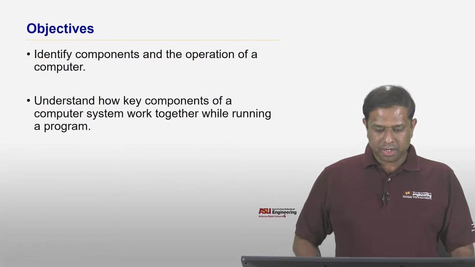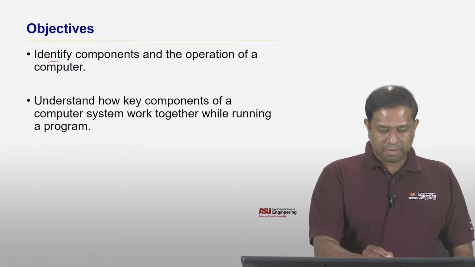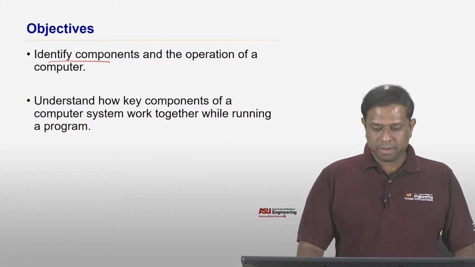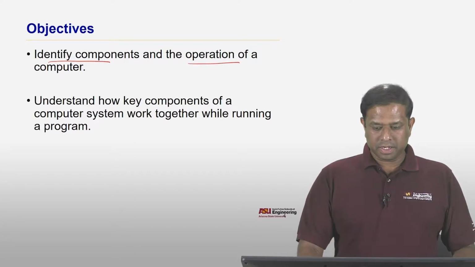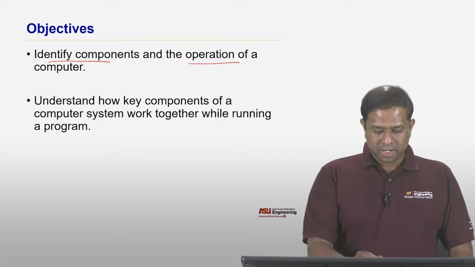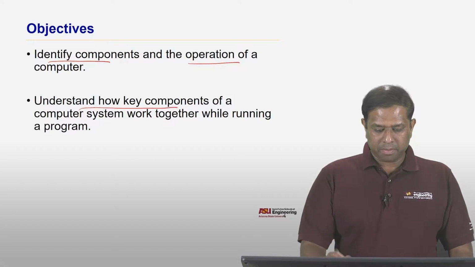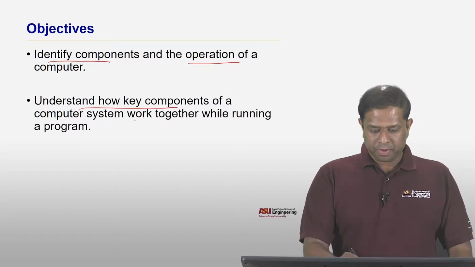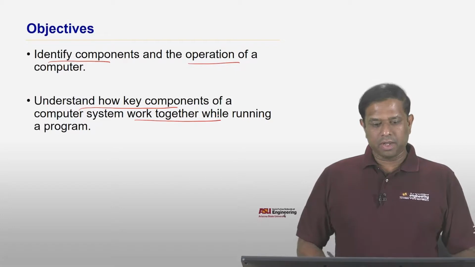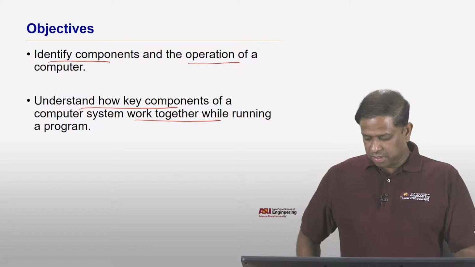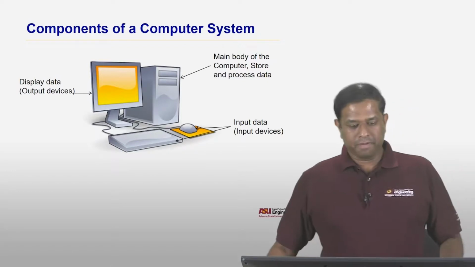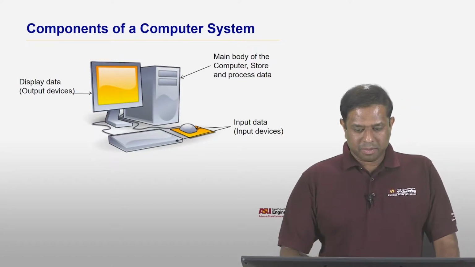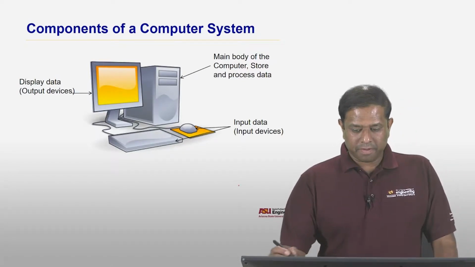In particular, we'll try to identify important components of a computer system and the operation of these components, okay? And then understand how key components of a computer system work together while running a program. Now we'll start with a diagram that we all are very familiar with. This is a computer system we all are very familiar with.